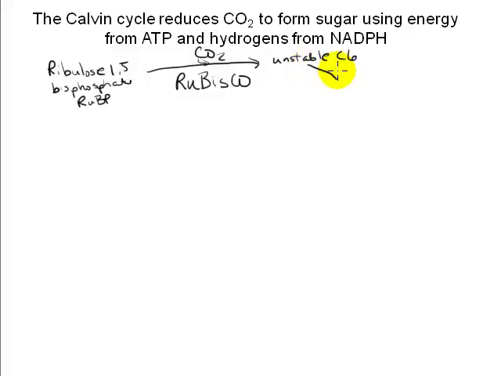2 3-carbon compounds of 3-phosphoglycerate. To make a 3-carbon sugar, 3 carbon dioxides would have to be acquired in this way. So we'll note that this is happening 3 times to produce that 3-carbon equivalent. This step is referred to as carbon fixation. Carbon has been captured from carbon dioxide gas and fixed onto an organic compound in the cell as a carboxyl group.